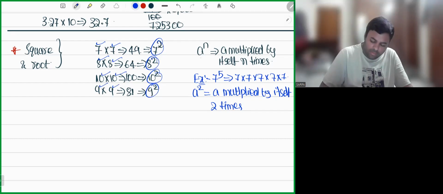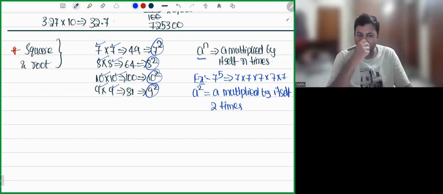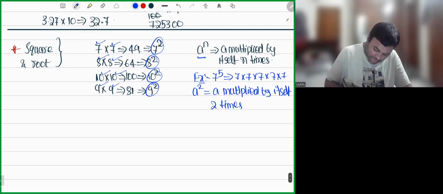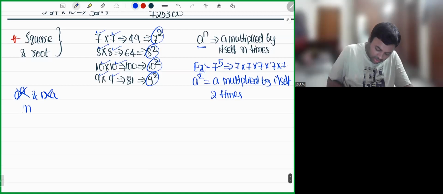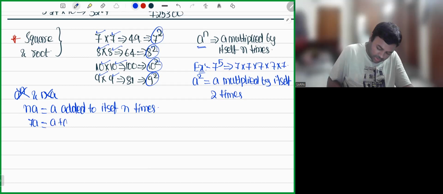If a is multiplied by itself n times, we call it a power n. Now don't get confused. There's a difference between a power n and n into a. Both are not the same. Okay, a power n means a multiplied by itself n times. N into a means a added to itself n times. Like I'm having 7a. What do you mean by 7a? A added to itself 7 times. 1, 2, 3, 4, 5, 6, 7.